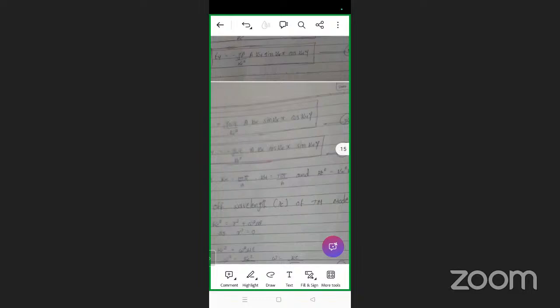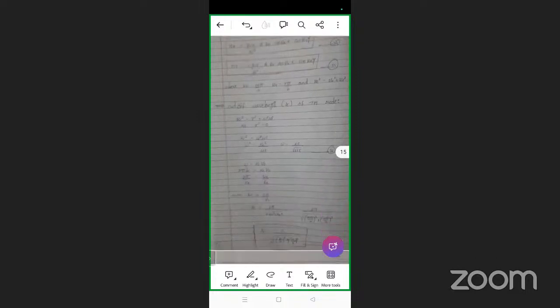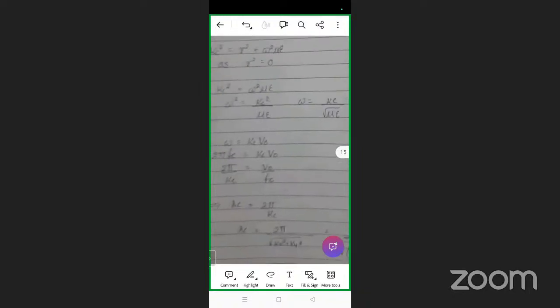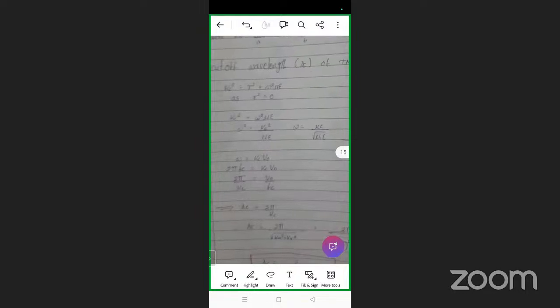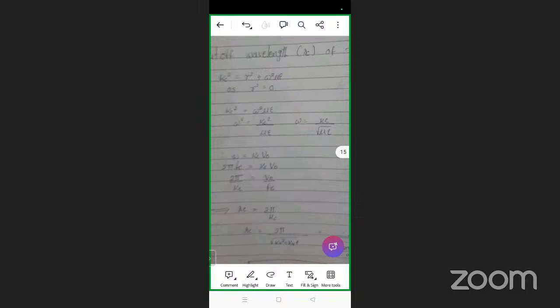After completing this, what we are doing? We are calculating the cutoff wavelength of TM mode as well as the cutoff frequency of TM mode. Now we will see the cutoff wavelength of TM mode. We know the Kc square formula. Kc square is equal to gamma square plus omega square mu epsilon. In this, I am keeping gamma square equal to 0. So we get Kc square equal to omega square mu epsilon.